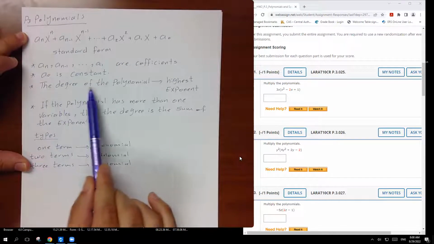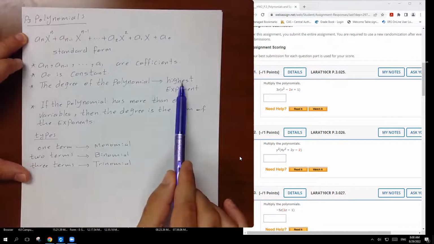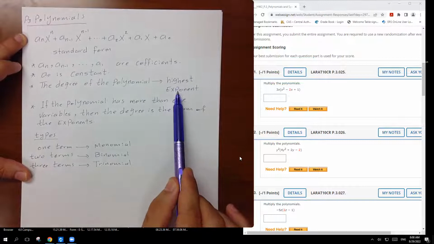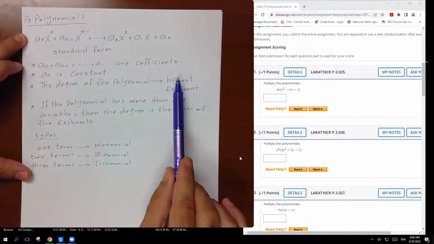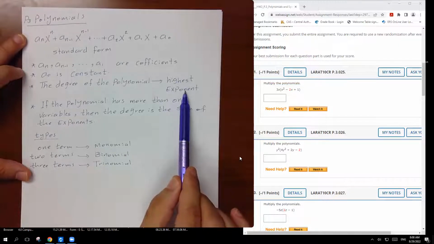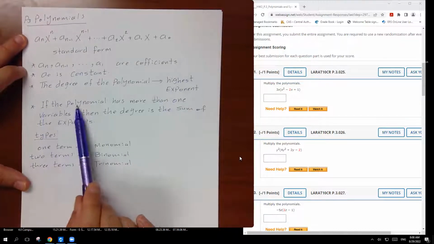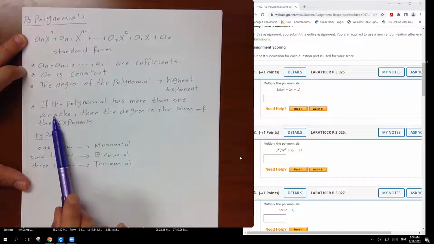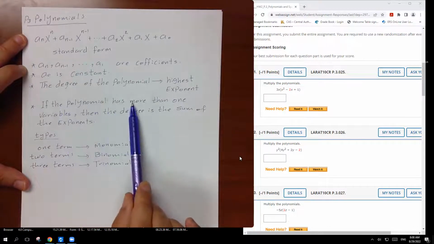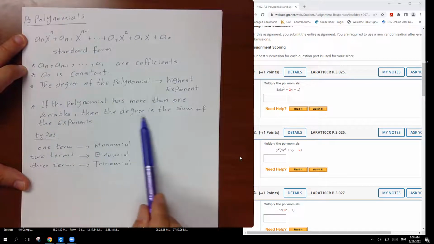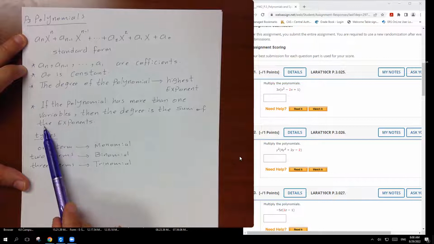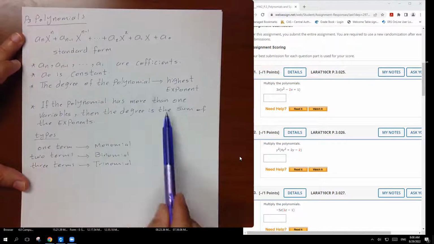The degree of the polynomial is always going to be the highest exponent. So when they ask you to find the degree of this polynomial, that means the highest exponent. If the polynomial has more than one variable, be careful here. If the polynomial has more than one variable, that means the degree is the sum of the exponents. I'm going to show you an example for this note.